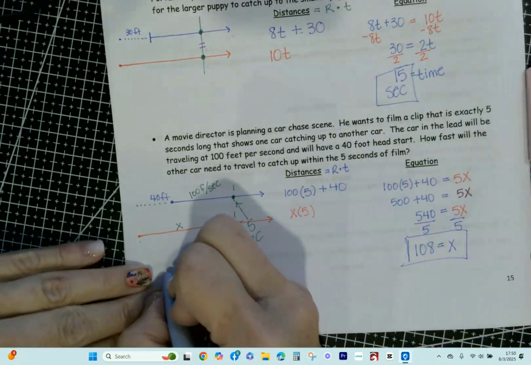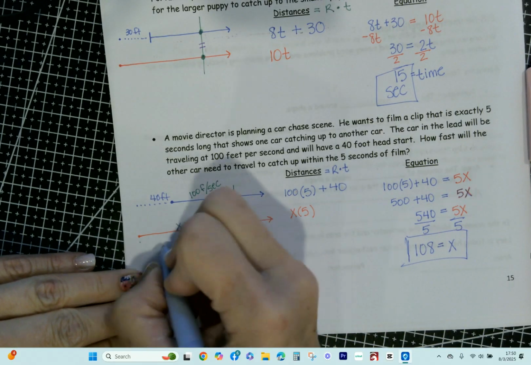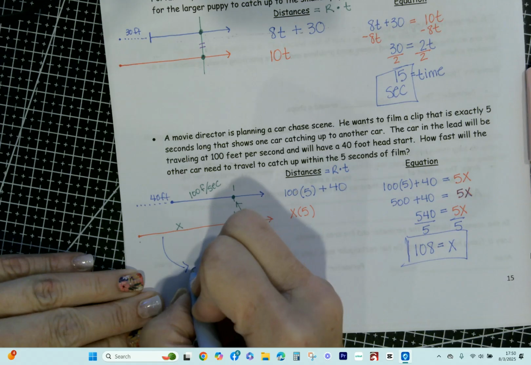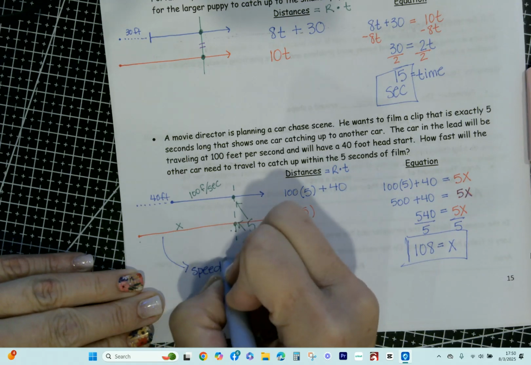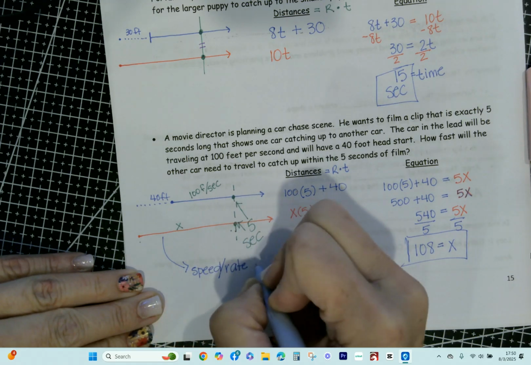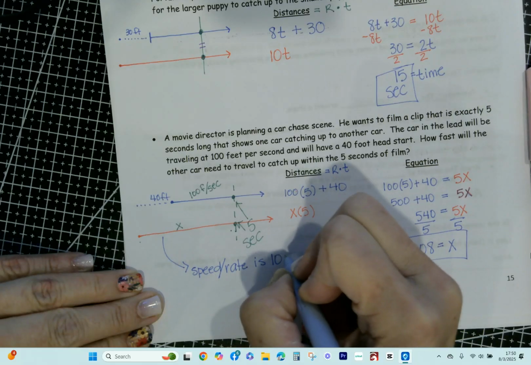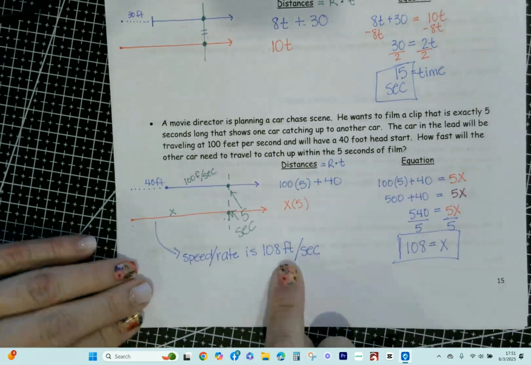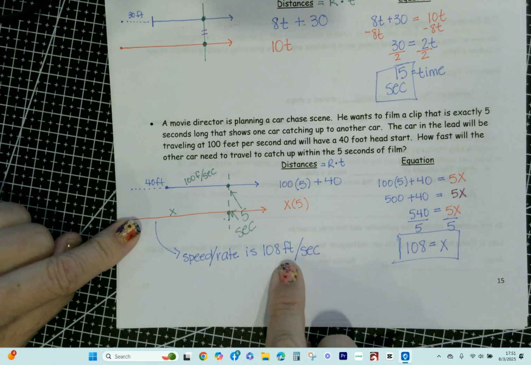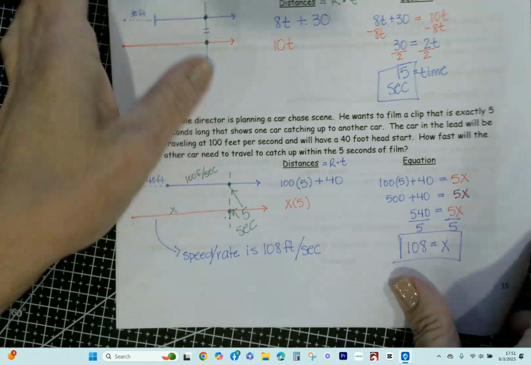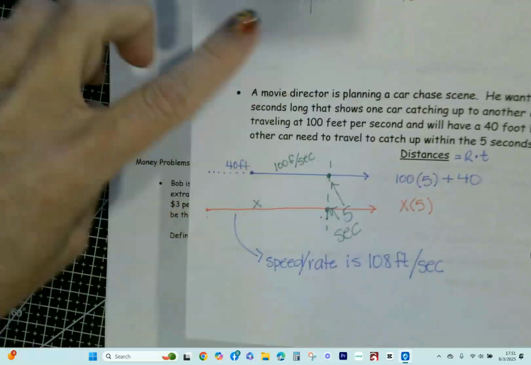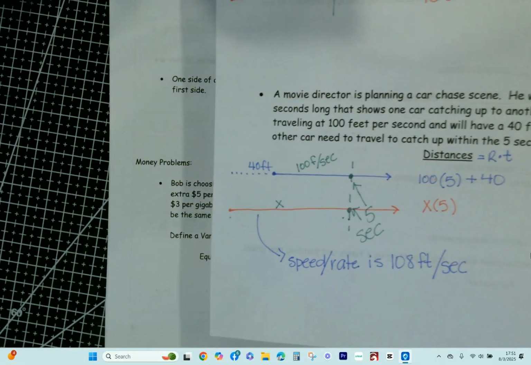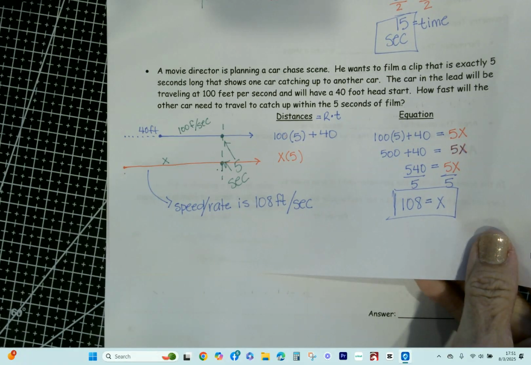Okay. So this car here, speed, the rate, because that's what they wanted, okay, is 108 feet per second. Okay, that's how fast this car is going. All right, again, it helps to make a little diagram. Sorry, totally got sidetracked.